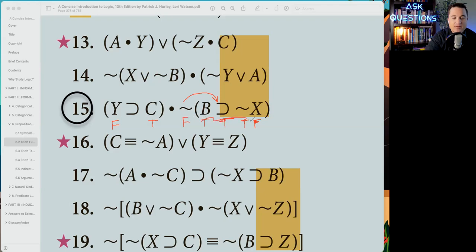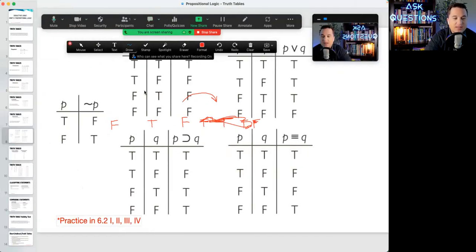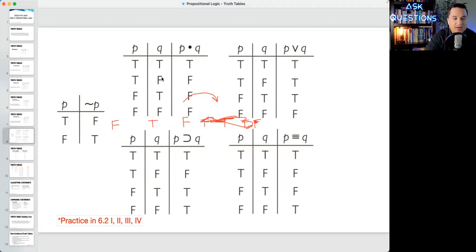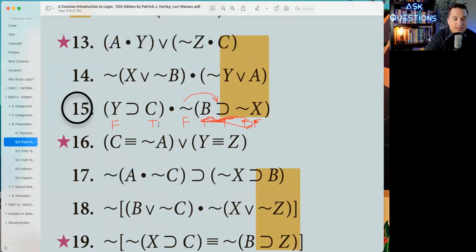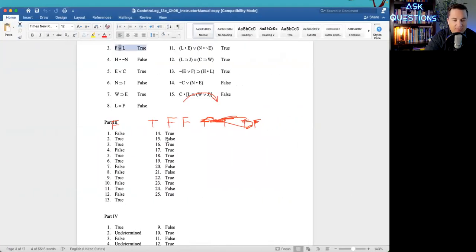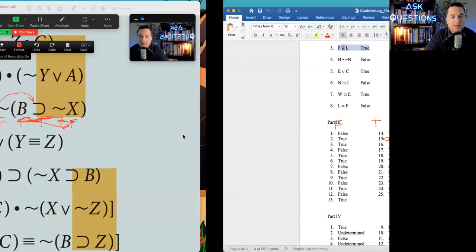Right? So now I can ignore all of this. Look at this. This is an and statement. The right part is false. And so it doesn't matter what the truth value is, the left part. We know the answer is going to end up being false here. So 15 is going to be false, and it is.